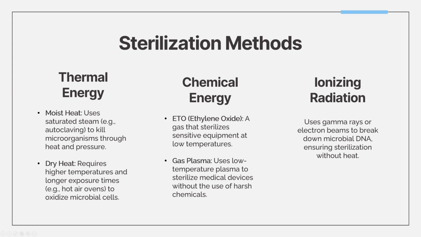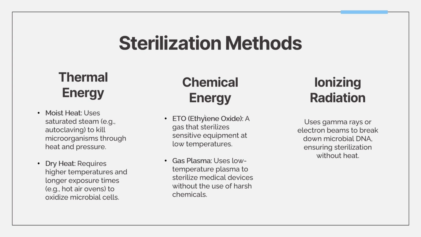Okay, so sterilization methods vary based on device type and heat or moisture tolerance. So we have thermal energy. An example includes moist heat and dry heat. Moist heat, or steam autoclaving, uses pressurized steam to kill microbes quickly, while dry heat needs higher temperatures and longer exposure times, and is used for moisture-sensitive items.